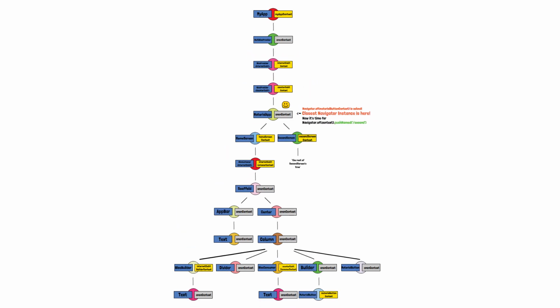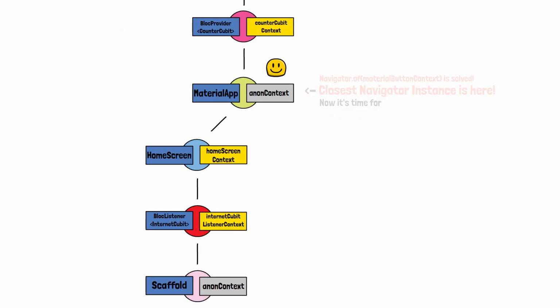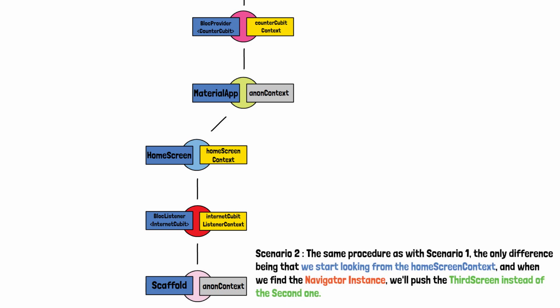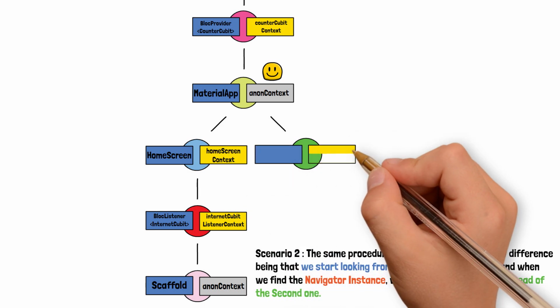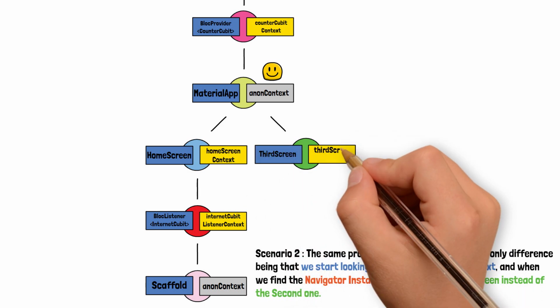Note that if you click the back button, the second screen widget will pop from the navigation stack and will no longer exist inside the widget tree. In the second scenario, the same procedure applies inside Flutter. The only difference being that the lookup starts from the home screen context instead of the material button context, and that instead of building the second screen as a child of the Material App, we'll build the third screen.